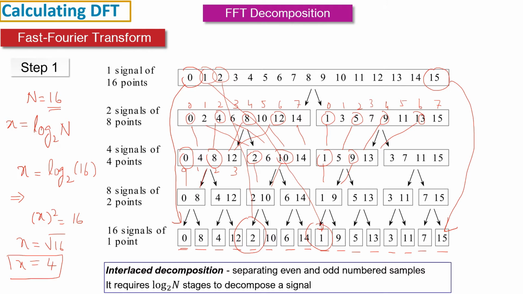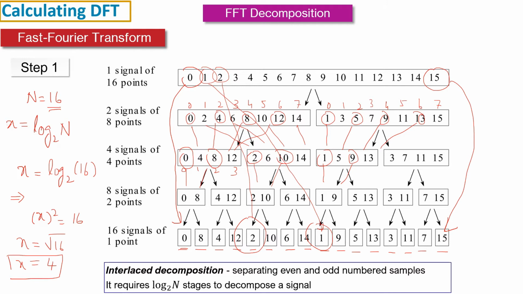You can count 1, 2, 3 and 4. So 4 stages were involved in decomposing a signal consisting of 16 points into 1 point signals, right? Okay, let's go to the next one and see how this arrangement is working.